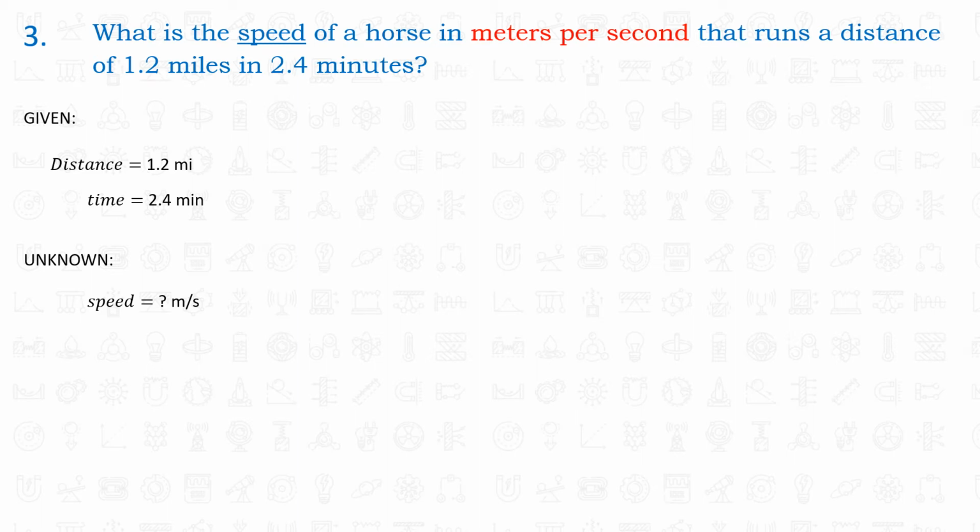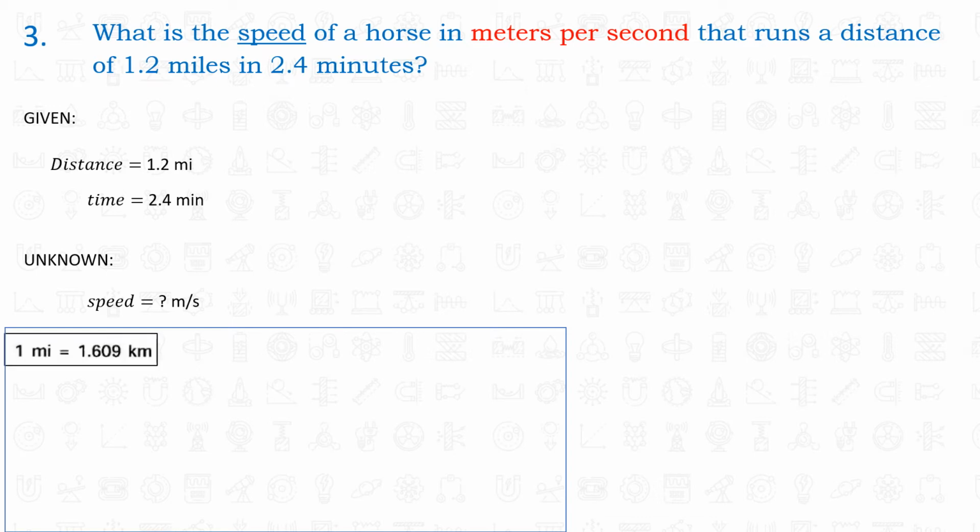Okay, we are not in meters per second. So we need to figure out how to get miles into meters. I'm going to do a little side box down here. We're going to go to our SI measurement sheet and find the equivalent statement of miles to kilometers to get us from English units to metric units. And then we can get from kilometers to meters. I'm going to use 1 mile is equal to 1.609 kilometers. That will get us from miles to kilometers.